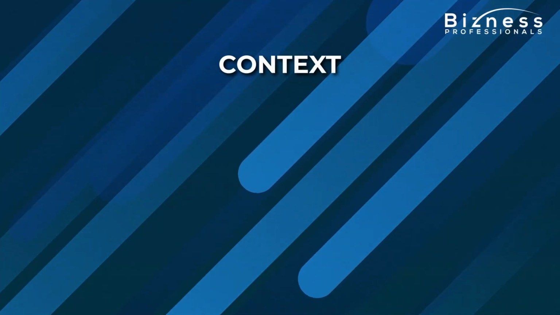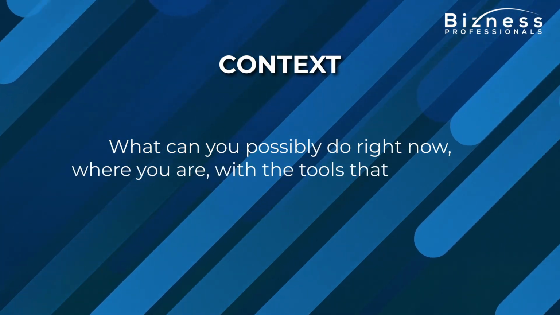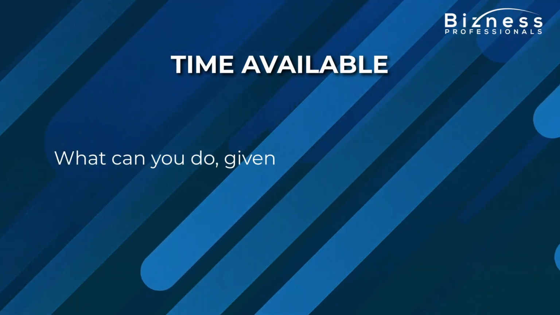For context, this is about what you could possibly do right now, where you are, with the tools that you have. Maybe you're sitting in a lobby waiting for a dentist appointment. To make use of that time, you could consider that you have your phone on you, and you might be able to make a couple of phone calls that are on your list. For time available, consider what you can do given the time that you have. Maybe one phone call on your list will take 5 minutes, whereas another phone call could take 30 minutes, in which case you wouldn't have time for that one.